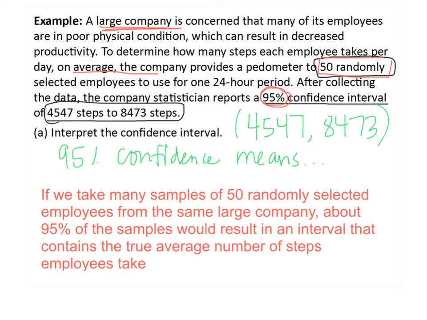So I typed it out because I know my handwriting gets a little funky on here. So if we take many samples of 50, so I included the context, employees, from the same large company, about 95% of the samples would result in an interval, so would result in one of these that contains the true average. So we don't know the true average. We're estimating it using an interval, and this would be one way of interpreting it.